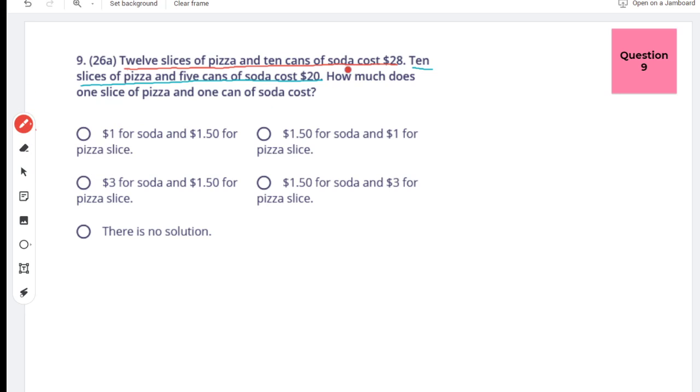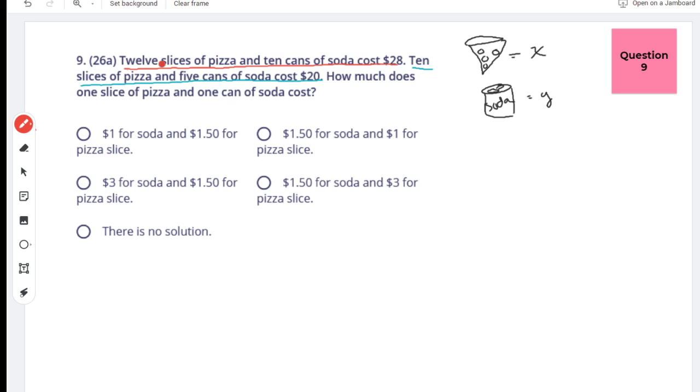So with the sentences that I've underlined in red and blue, I need to go ahead and write an equation. So I'm going to declare my variables. So I'm going to say that a slice of pizza is going to equal X, and that a can of soda is going to equal Y. So when I go to create my equations, I'll use pizza for X and soda for Y.